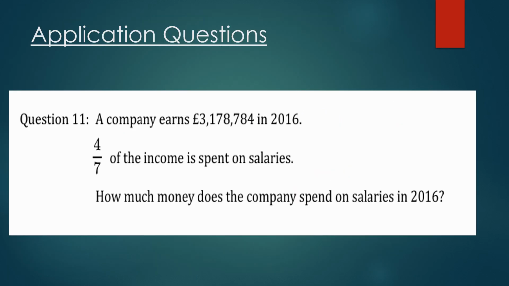Next one, question 11. A company earns a lot of money in 2016. It earns £3,178,784. 4/7 of the income is spent on salaries. How much money does the company spend on salaries in 2016? Again, a fraction of an amount. So we're going to do 4/7 of this number.